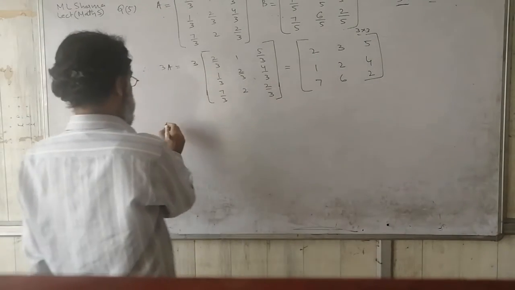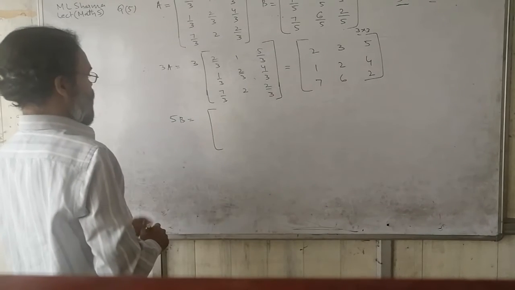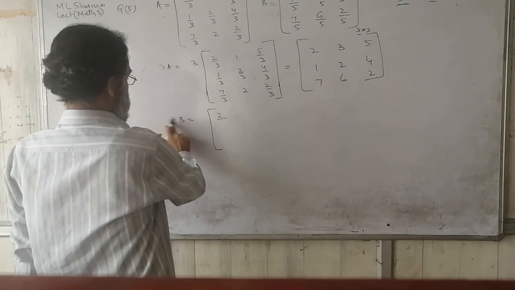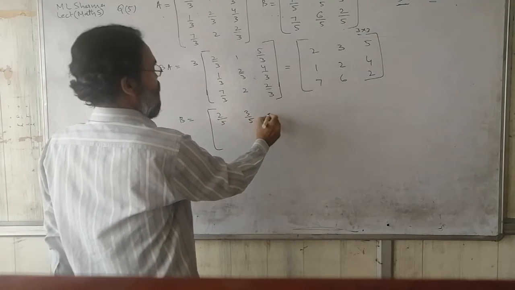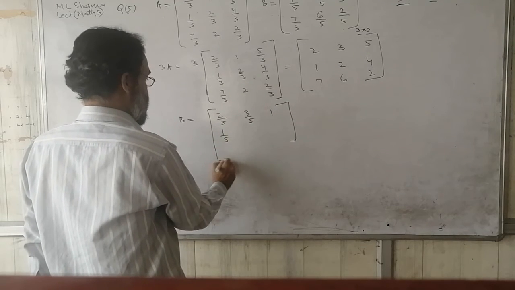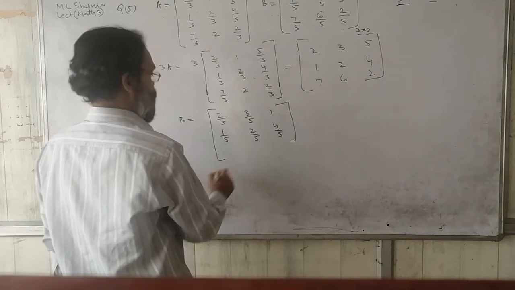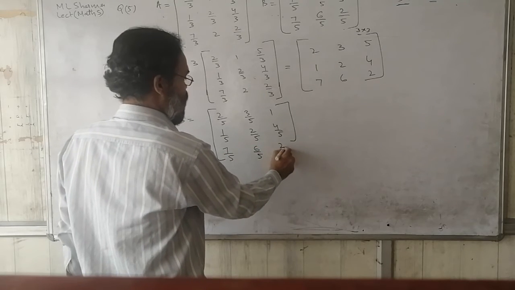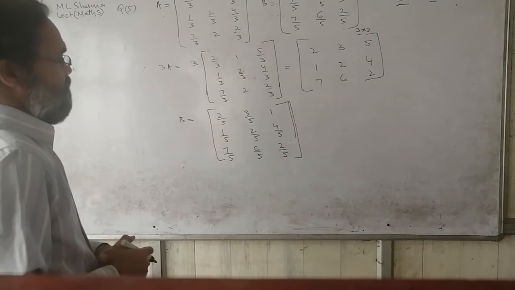Similarly, I can have 5B. The elements of B are 2/5, 3/5, 1. Then 1/5 here, 2/5, 4/5, and in the third row 7/5, 6/5, and 2/5. So this is the value of B.